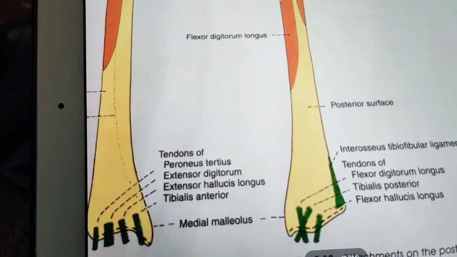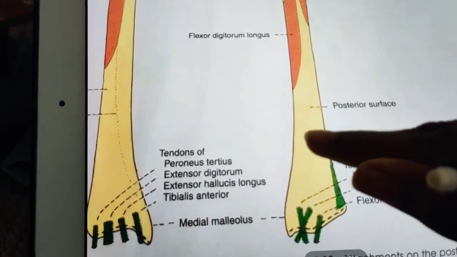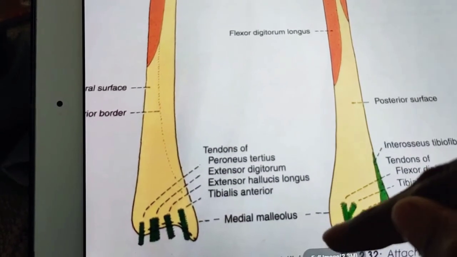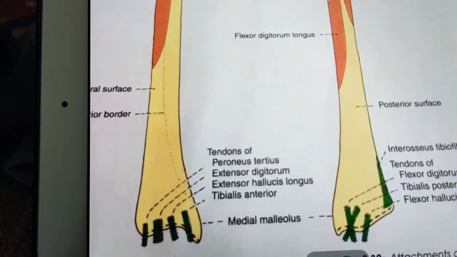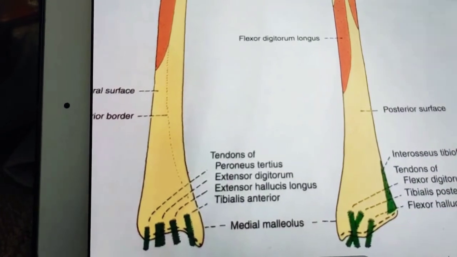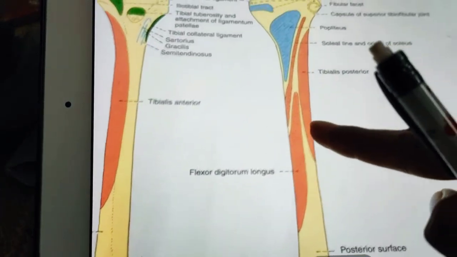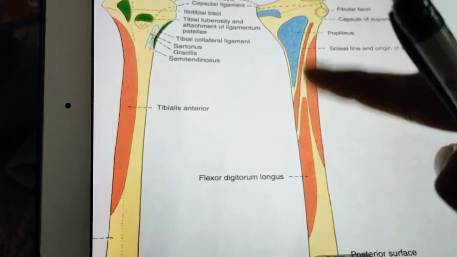Next, the lower one-third of the medial surface of the shaft. The medial surface of the shaft is covered by the great saphenous vein. So these are all different relations, and now the blood supply. The nutrient artery to the tibia is the largest nutrient artery in the body. It's a branch of the posterior tibial artery, which enters the bone on the posterior surface here.